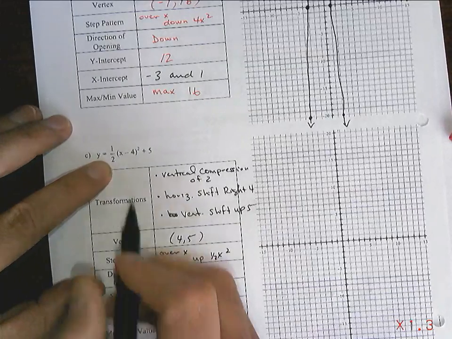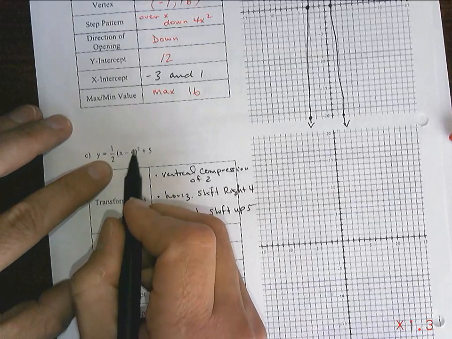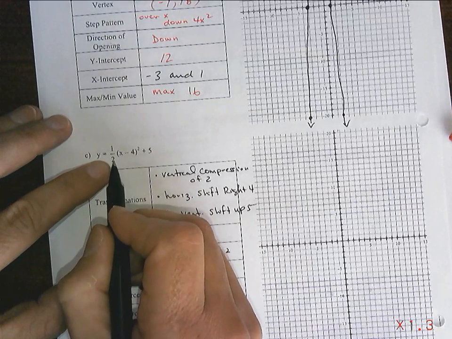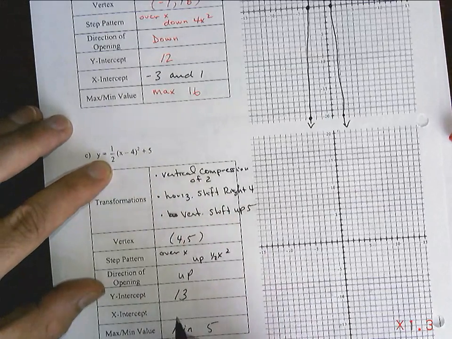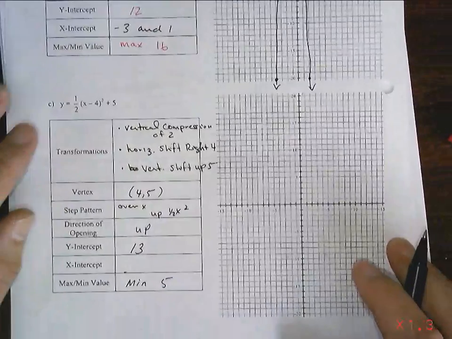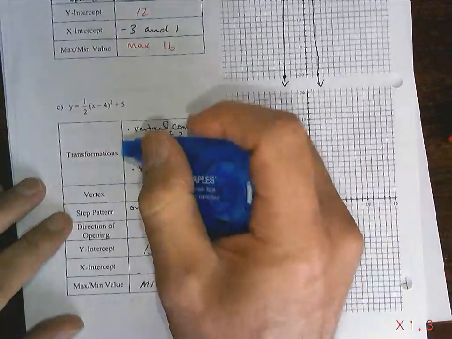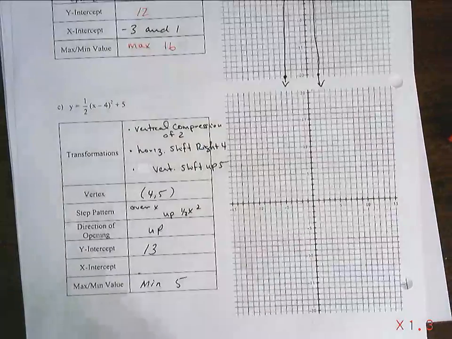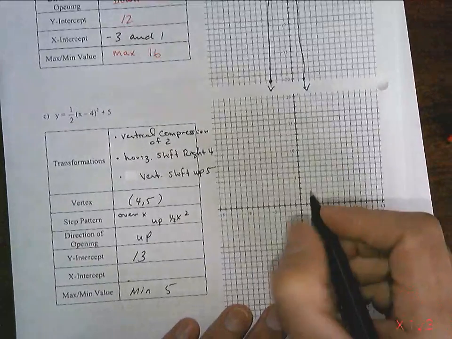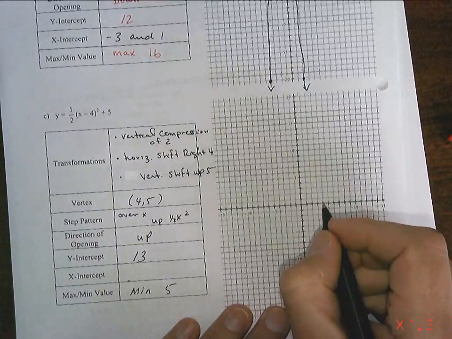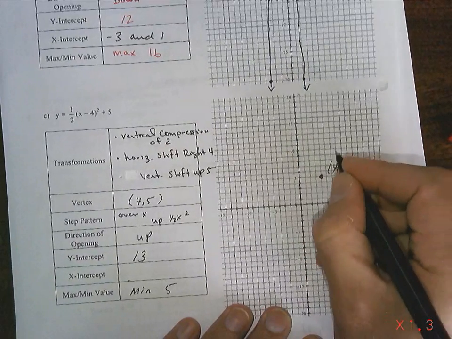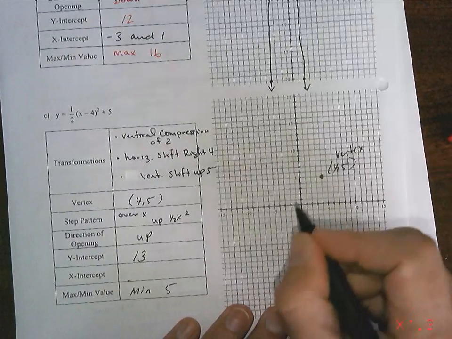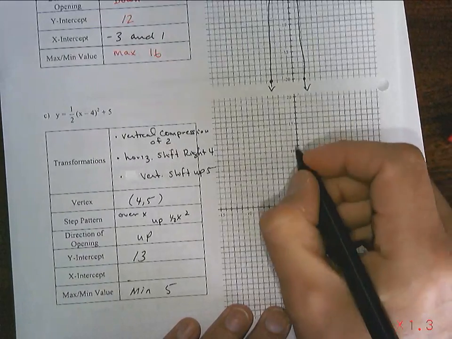The y-intercept, set x equal to 0. That's going to be 16 divided by 2 is 8. 8 plus 5 is 13. I can't tell these with my algebra, so I'm going to sketch it. So -4, 4, 5, vertex. Y-intercept is 13.